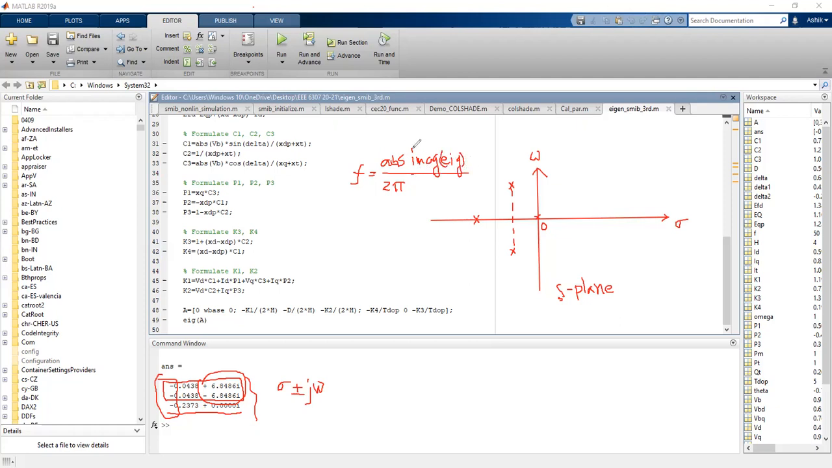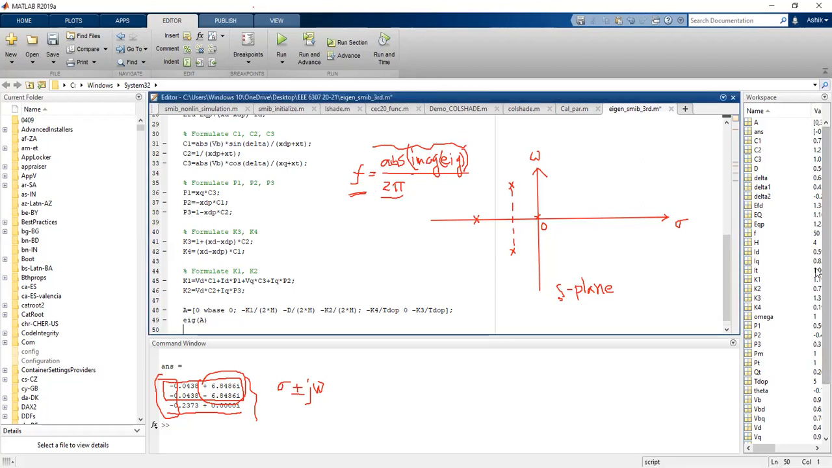Okay, so that would give you a positive value here, some positive value over here of omega, and then you divide it by twice pi. So that would be your f. So let's calculate this now in MATLAB.